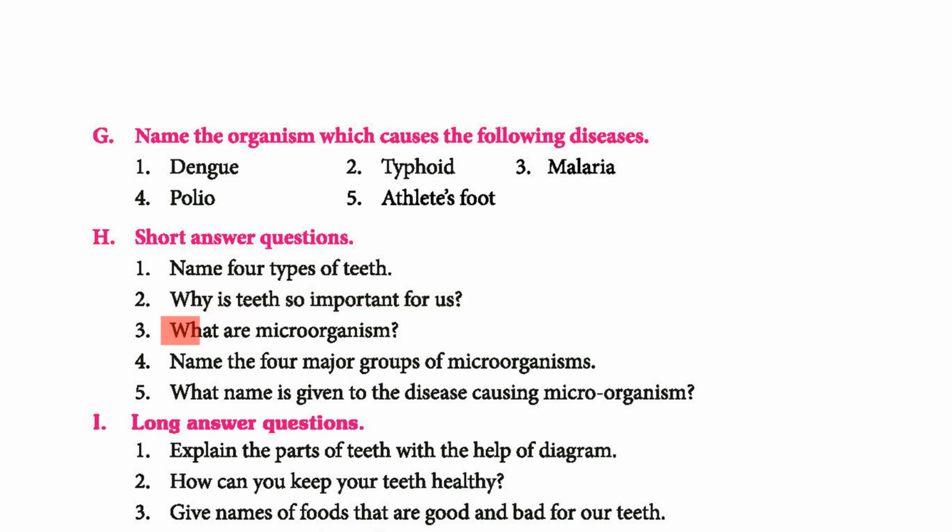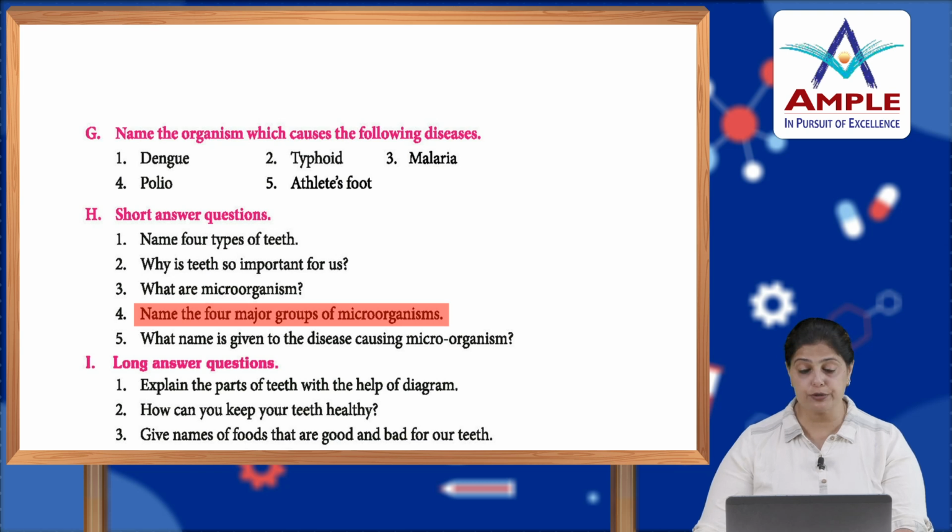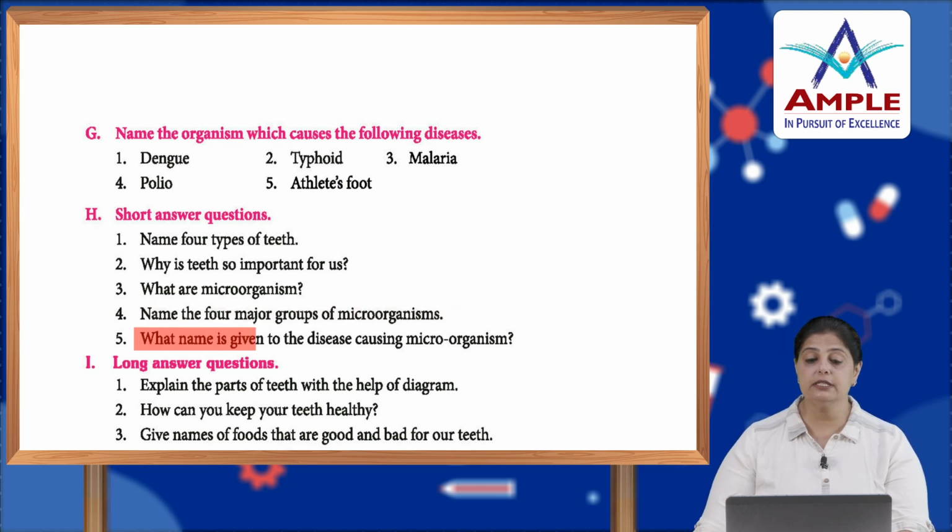Okay, now what are microorganisms? Organisms that can be seen only under a microscope. Now name the 4 major groups of microorganisms: bacteria, fungi, virus and protozoa. What name is given to the disease causing microorganisms? They are known as germs or pathogens.